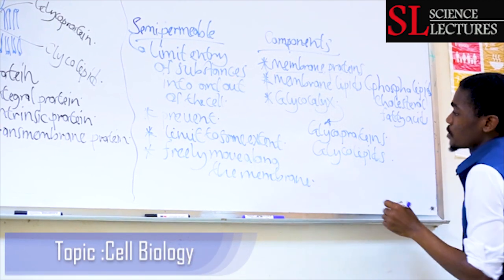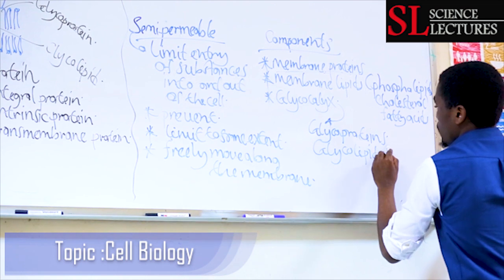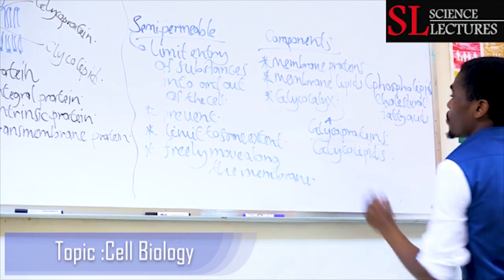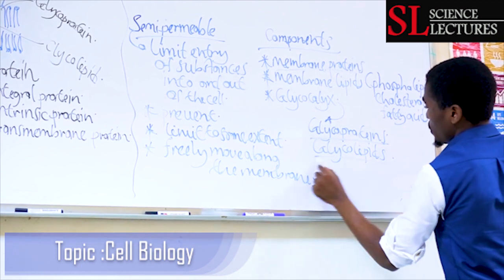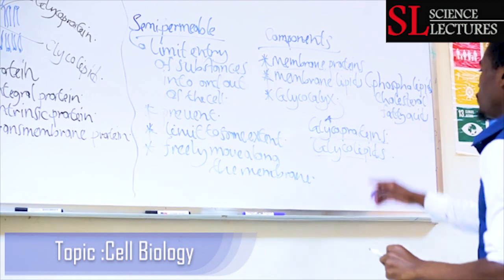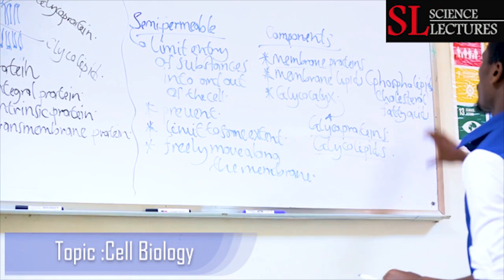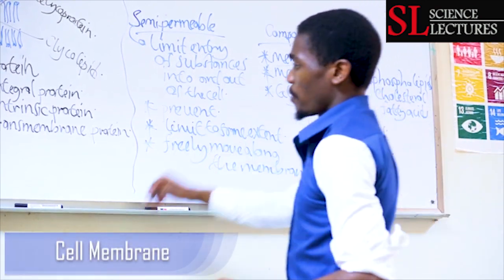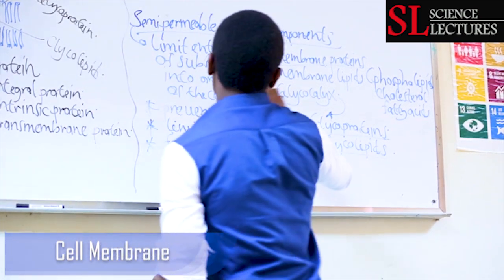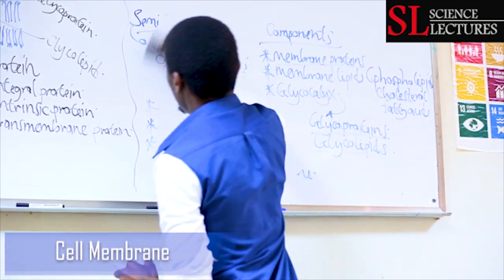Glyco comes from sugar. So if we have a carbohydrate attached to a protein, it becomes a glycoprotein. A carbohydrate attached to a lipid is a glycolipid. So we are going to start off with the membrane lipids. We are going to have a look at the membrane lipids.